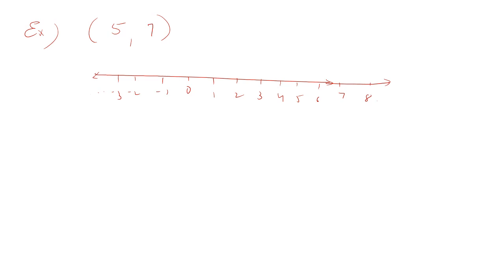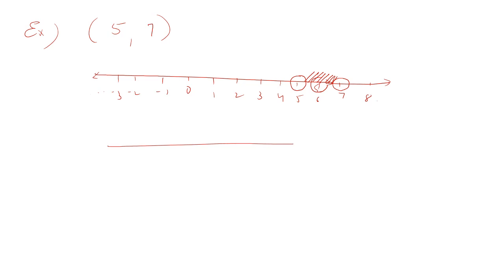But here it is an open interval. Open interval means what? We have to take an open circle at 5, and at 7 take an open circle. It means that, excluding 5 and 7, all the numbers in between 5 and 7 are there. So this is the representation of an open interval on a number line.